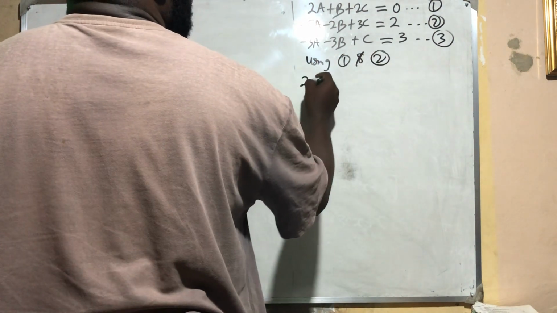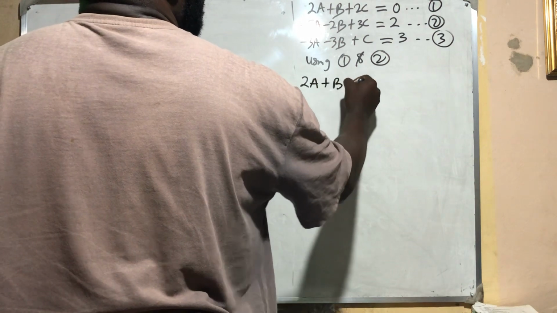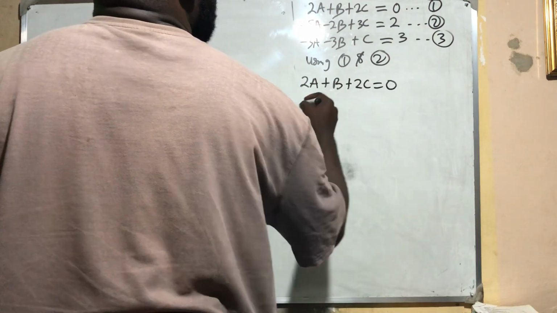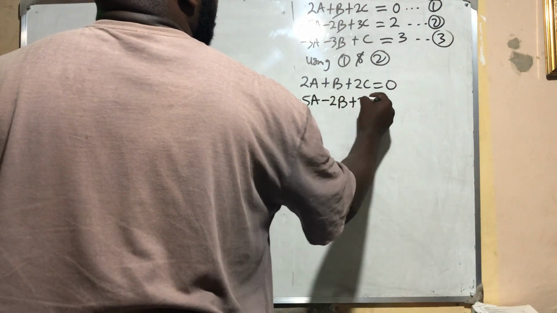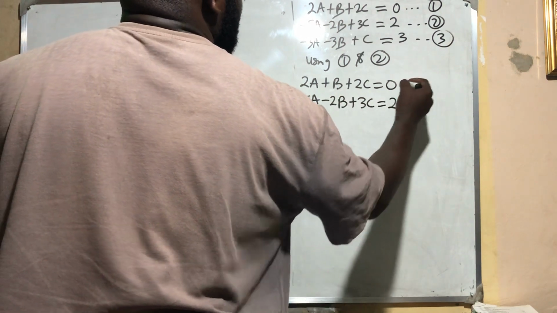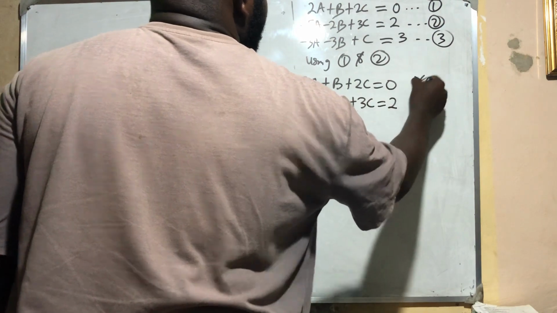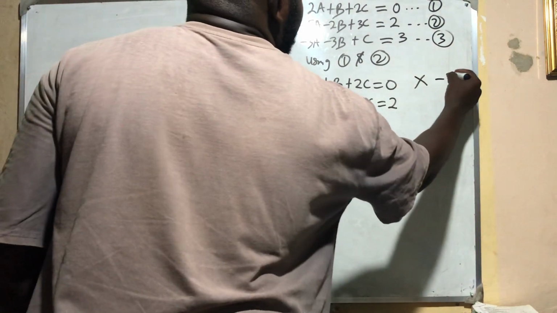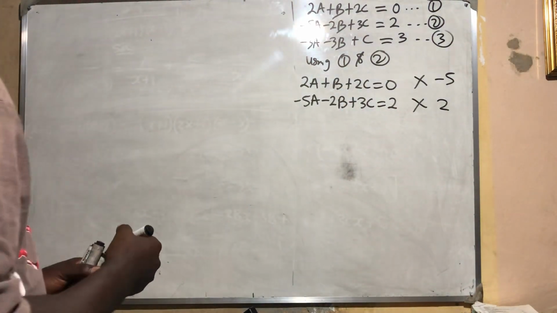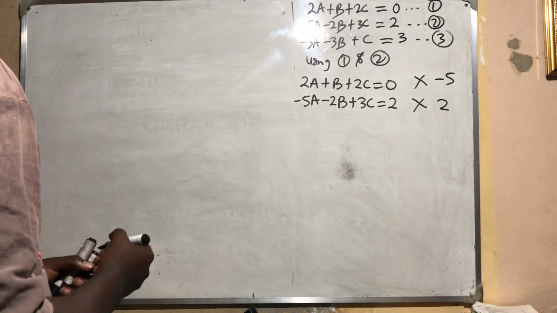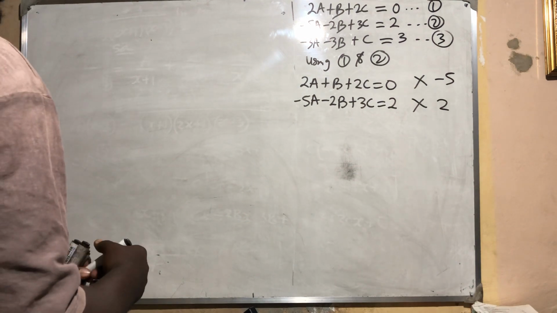Equation 1 says 2a plus b plus 2c is equal to 0, and equation 2 says minus 5a minus 2b plus 3c is equal to 2. You are going to multiply the first by minus 5 and the second by 2 so that they will be equal. Then we can eliminate. Don't forget your normal elimination method of simultaneous equations.